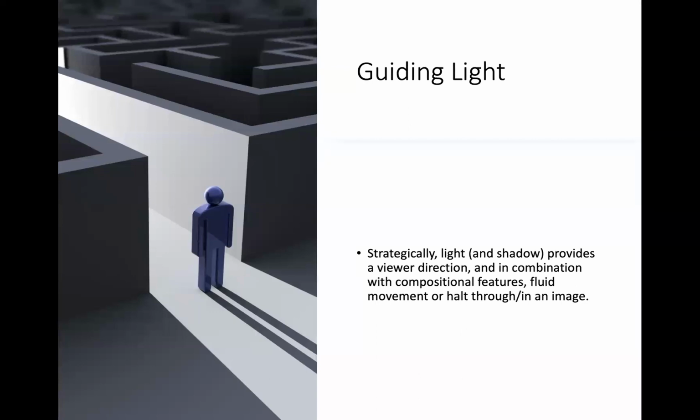When you think about light, you can use light very strategically. Magazines are really good at this. A lot of movie directors are really good at this. But when you do that, sometimes it's called guiding light. And this is a strategic placement of light and shadow that provides the viewer a direction. Basically, it tells you how to look at a photo and where to directly look. And it can really create this type of movement in a photo.